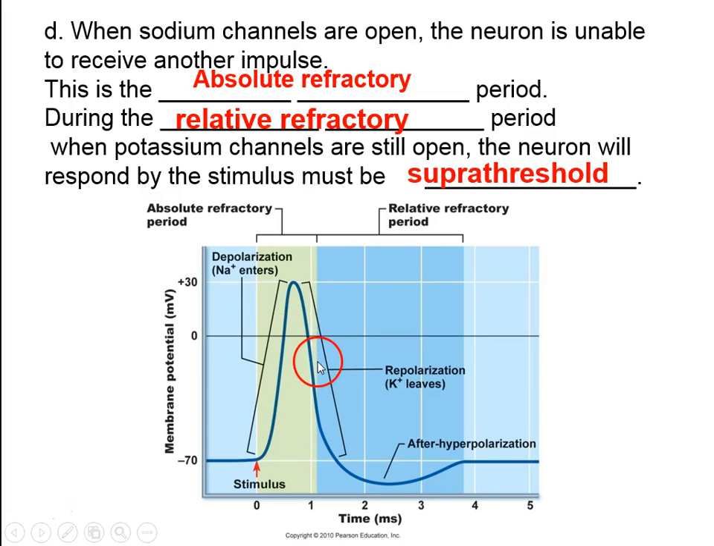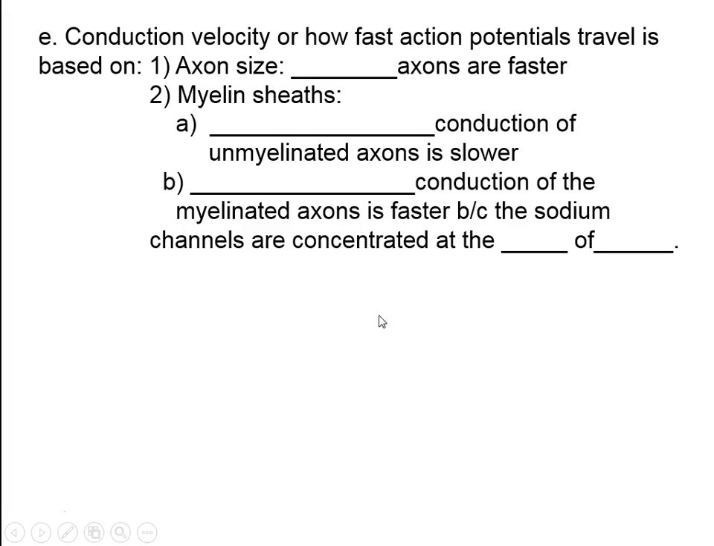But once we get down into the relative refractory period, in this area of depolarization, if I hit it with a stronger than negative 55 stimulus, it will jump up and fire again. And so it'll fire with a greater response.